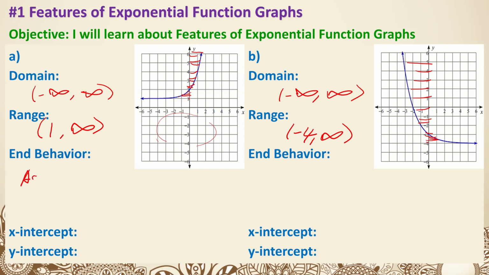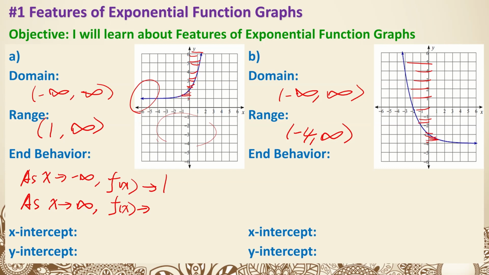End behavior: as x approaches negative infinity, or as x approaches infinity, f of x approaches. The left side is going to be right here. It's going almost flat to 1, so it's actually approaching 1. On the other side is going up and right, so f of x is going to infinity on the right side.